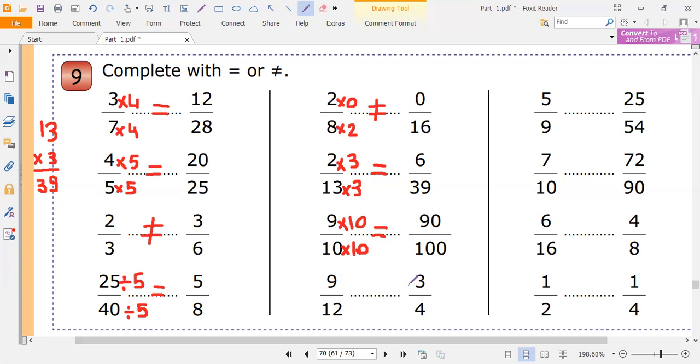Now 9 how becomes 3? It becomes smaller. So we divide by what? 3 times what is equal to 9? Times 3. 3 times 3 is equal to 9. So we divide by 3. And if we divide the 12 by 3 also, we get 4. Because 4 times 3 is equal to 12. So we divide by the same number. So yes, they are equal.